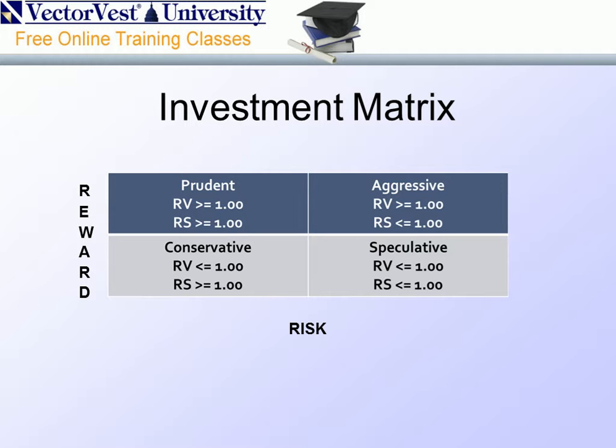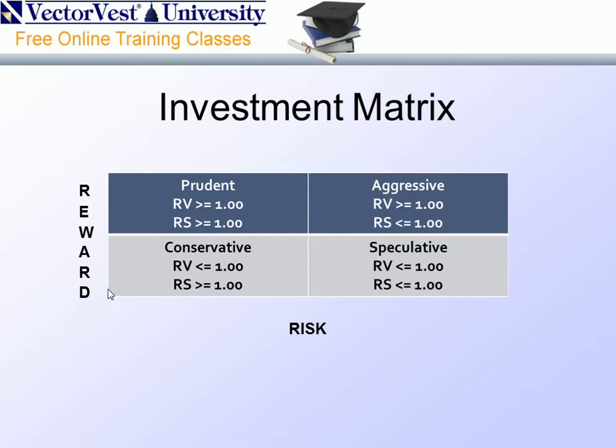We begin with the prudent investor. The prudent investor is one who wants to outperform the market but doesn't want to take on a lot of risk to do that. And so expressed in RV and RS values, that would translate into an RV score above 1 and RS score above 1. If we move next to the aggressive investor trader, the aggressive investor is looking to greatly outperform the market and is willing to take on some risk to do that. So their combination of RV RS is RV values above 1. RS values can be below 1, indicating that they're taking on a little more risk.